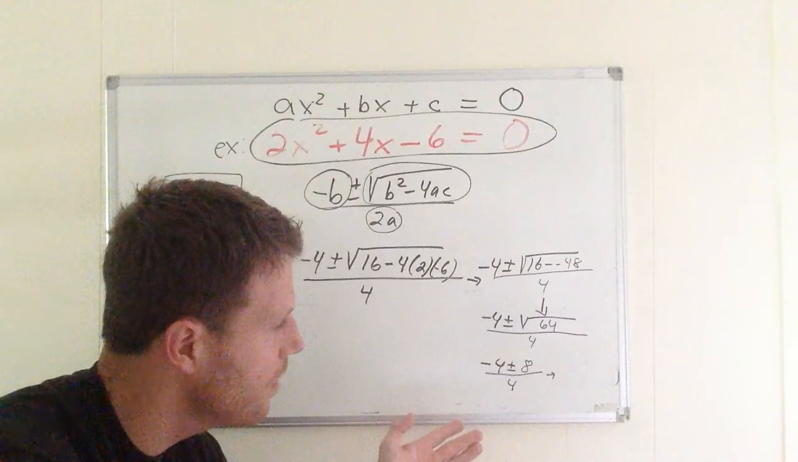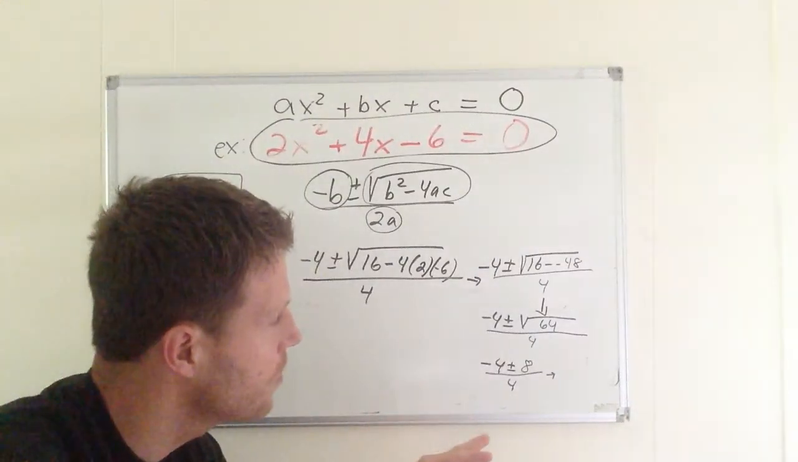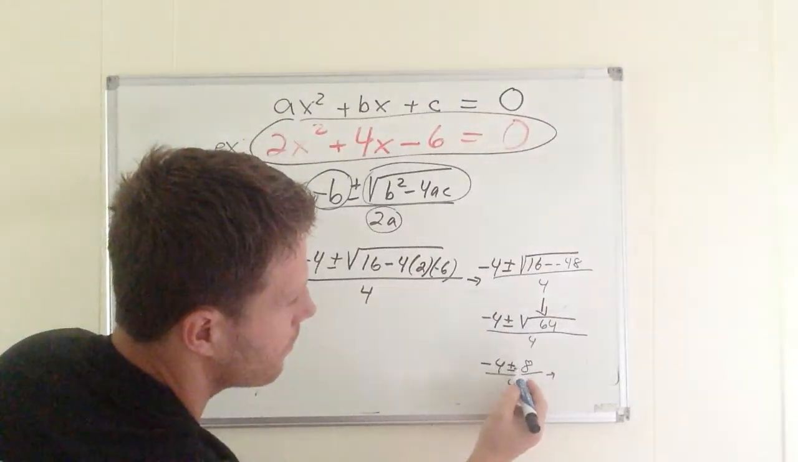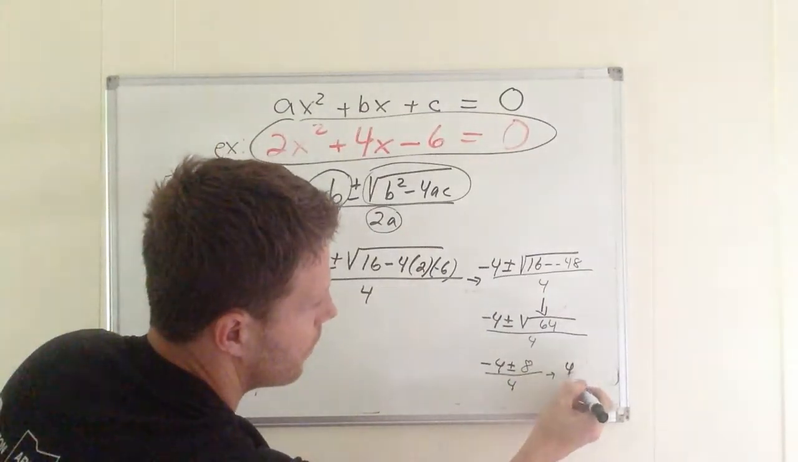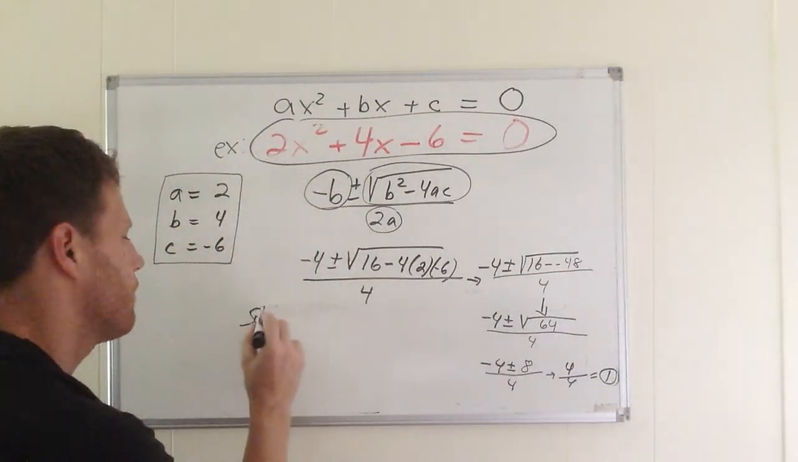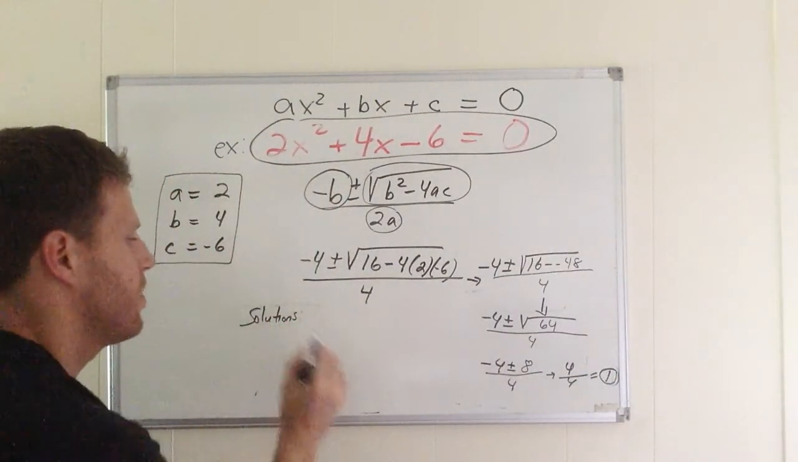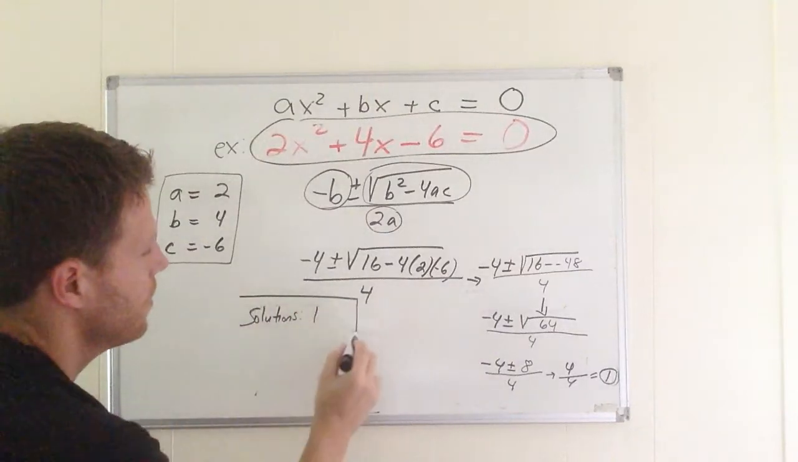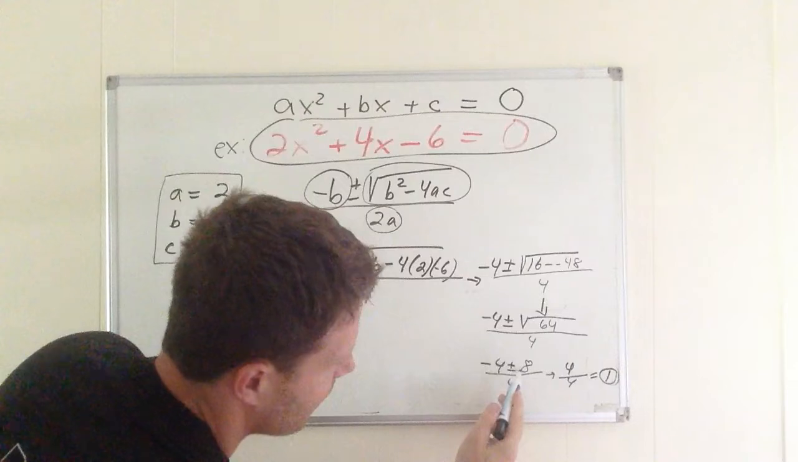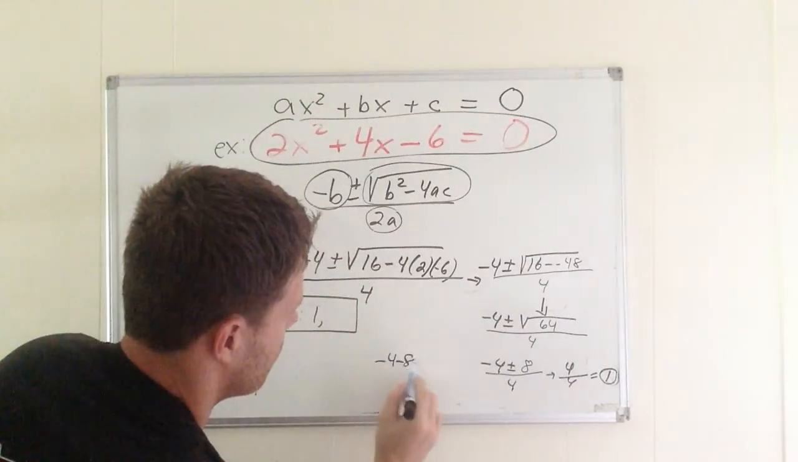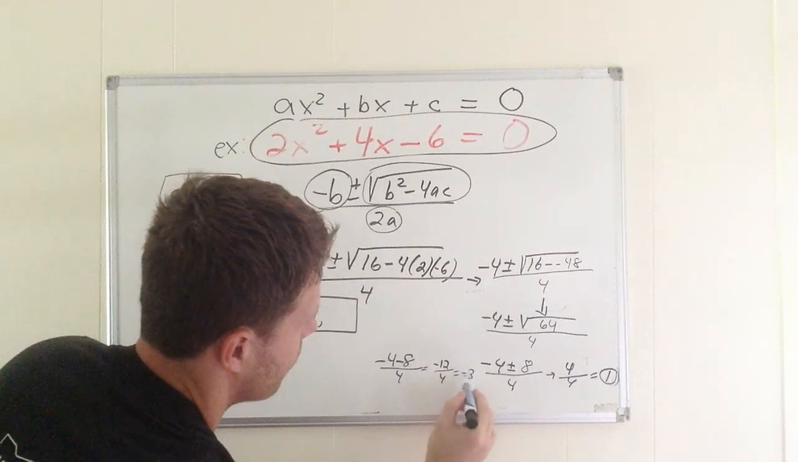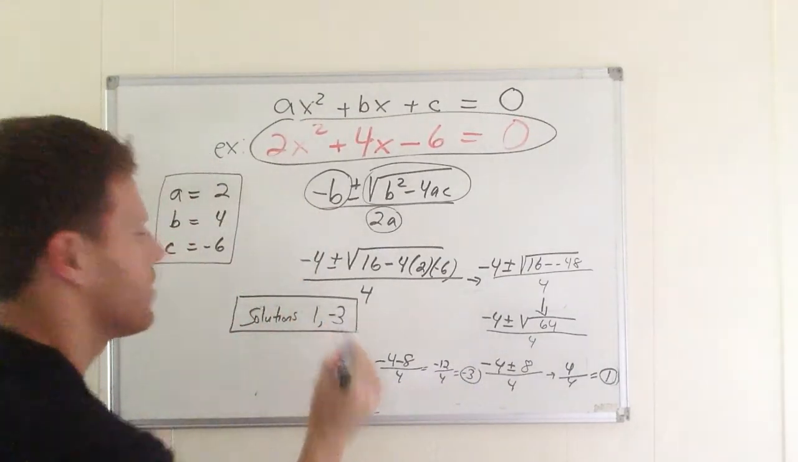We'll find the 2 solutions, and then we'll plug them back in at the very end to check. -4 plus 8 is 4, divided by 4 equals 1. This is what I like to do, I like to keep everything organized. 1 is a solution, maybe. And our next one, -4 minus 8, divided by 4. That's -12 divided by 4, which is -3. So our other possible solution is -3.